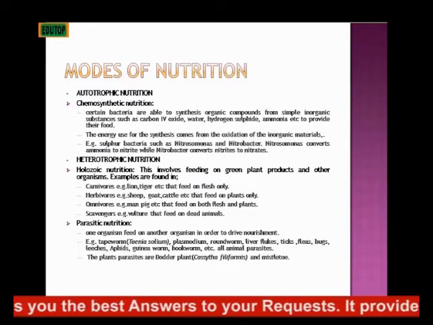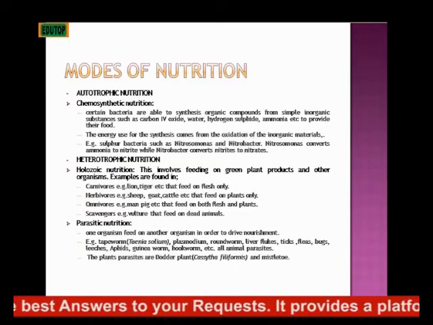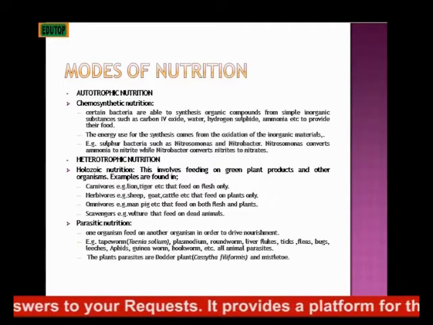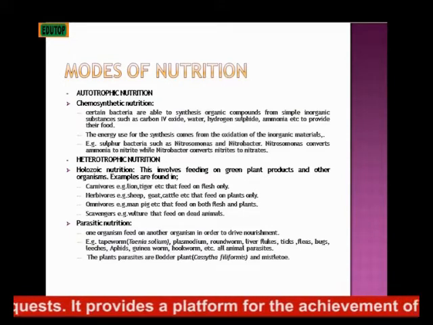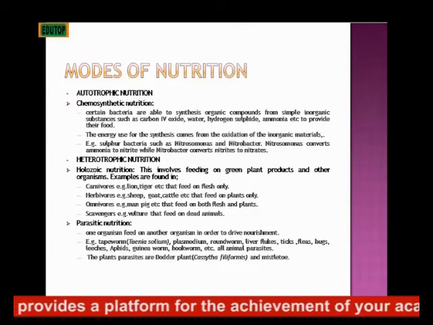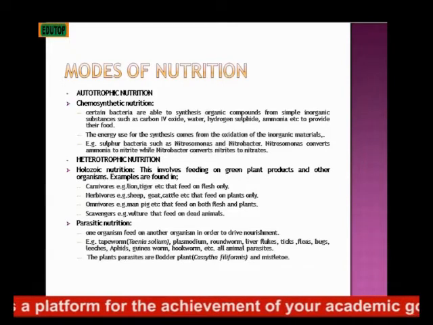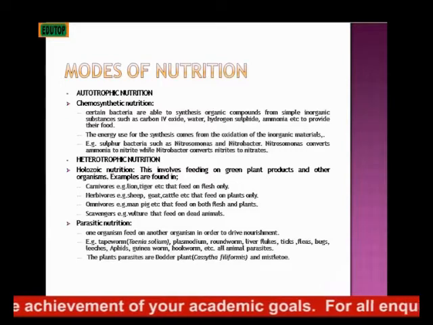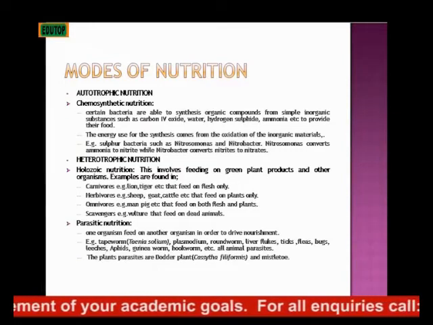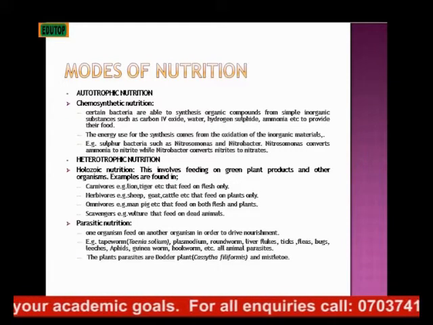Example, we have bacteria such as Nitrosomonas and Nitrobacter. Those are examples of chemosynthetic bacteria. Nitrosomonas converts ammonia to nitrites, while Nitrobacter converts nitrites to nitrates.